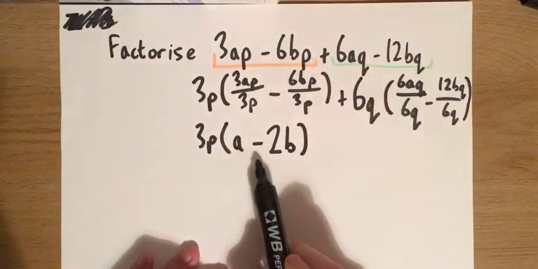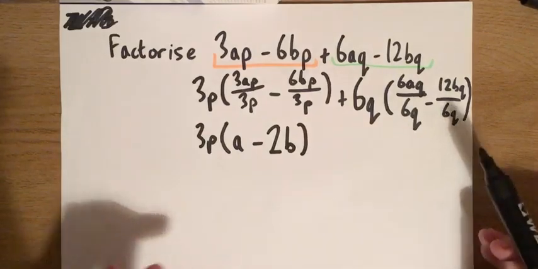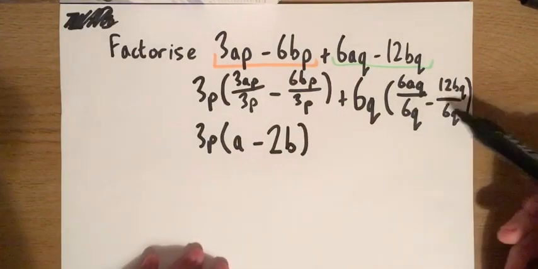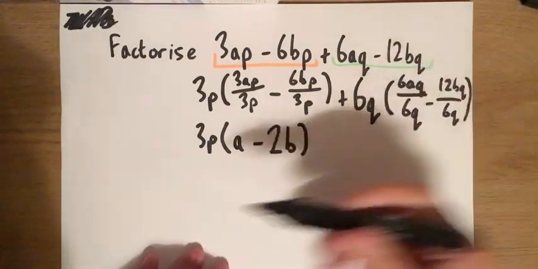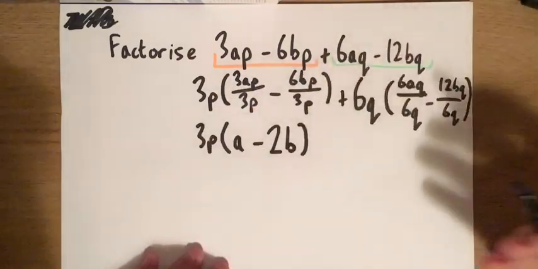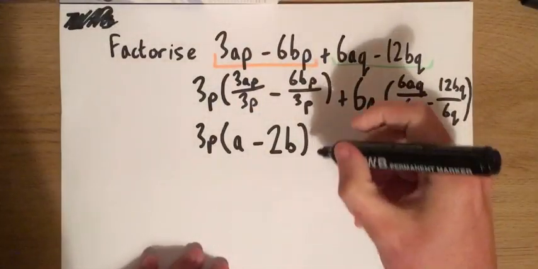Alright, so I'm expecting a minus 2b in this second bracket, but do actually do your division and make sure you get it in the second bracket, because that gives you your kind of confirmation that you're doing it right.